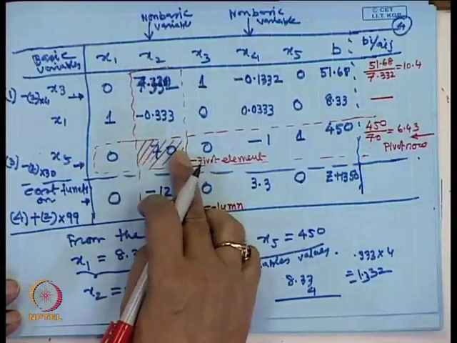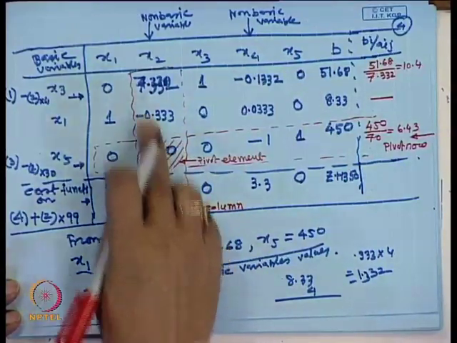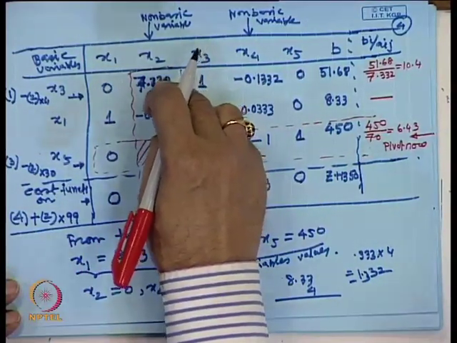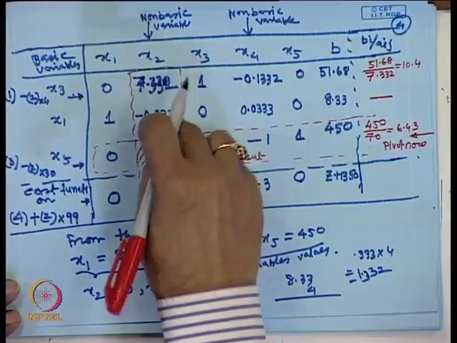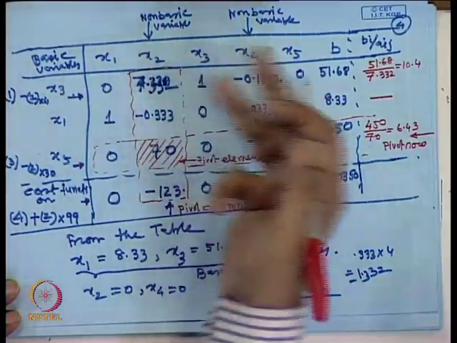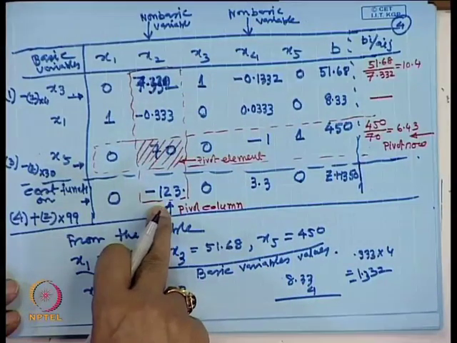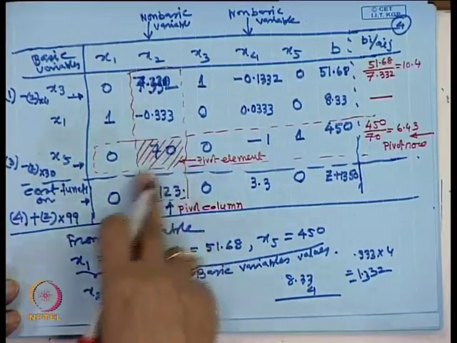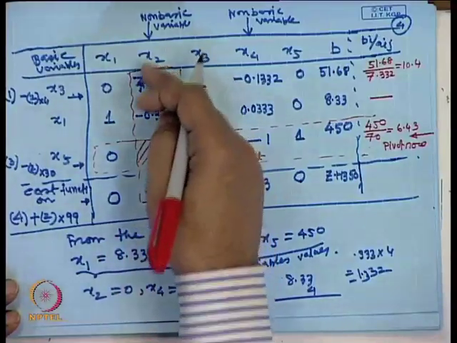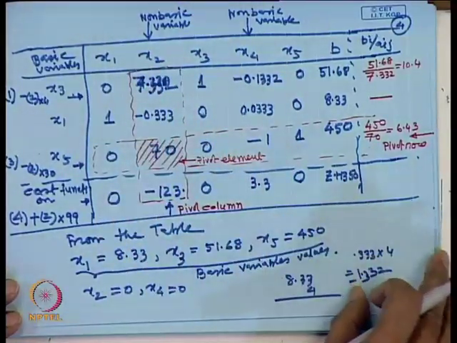Since x2 is a basic variable, that coefficient you see here and here, I have to make it 0. Similarly, the corresponding coefficient in the objective function also has to be made 0 by using elementary row operations. The same procedure we follow.